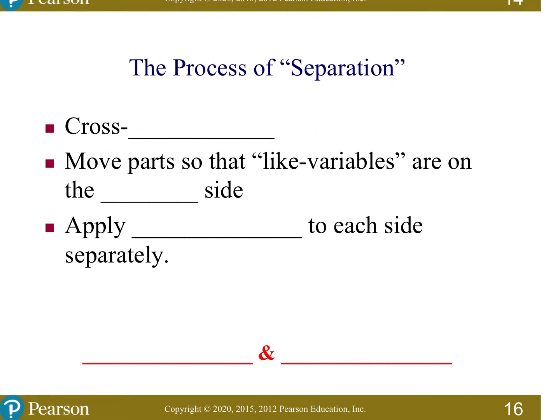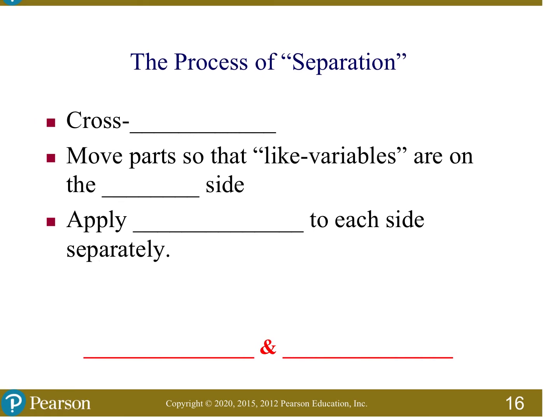All right, so let's review what we have. The process of separation. We cross multiply. We move the parts so that the like variables are on the same side. And once we've done that, we're going to add the step of apply an integral to each side separately.